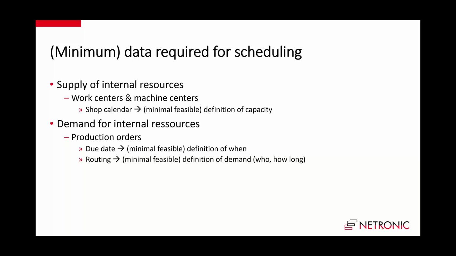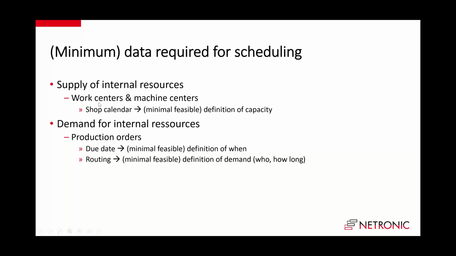I know that you can define a capacity on work center level, on machine center level. You can work with efficiency and you can do a lot of other fancy stuff. But as a minimum, we would need work centers with a shop calendar. Better when it comes to the VAPS, which we look at later on, is also you have work centers and machine centers. You have a shop calendar or multiple shop calendars if you run different work centers in different shifts.